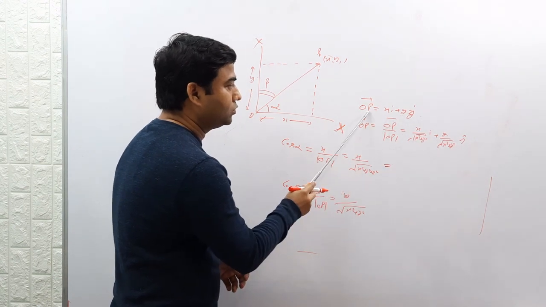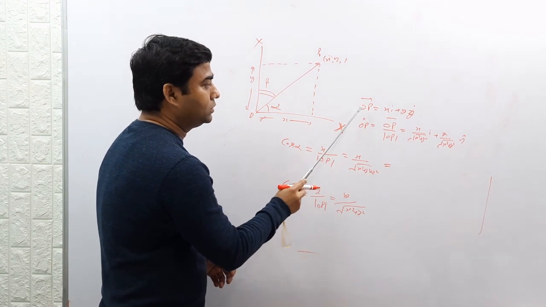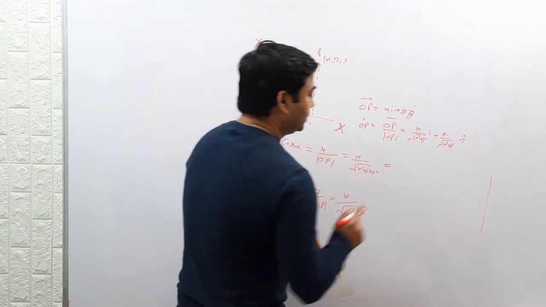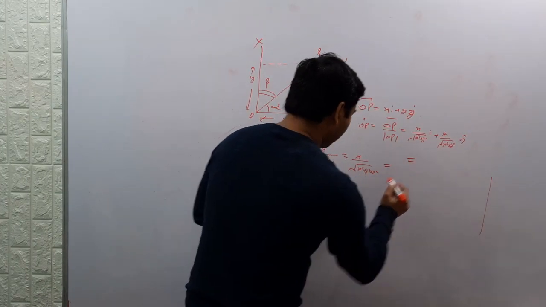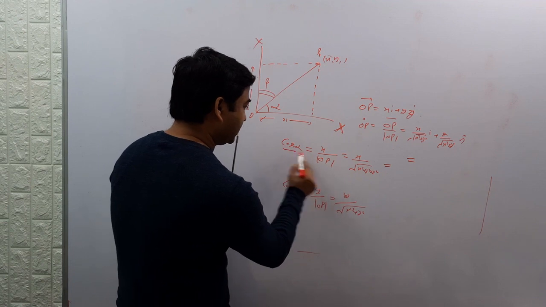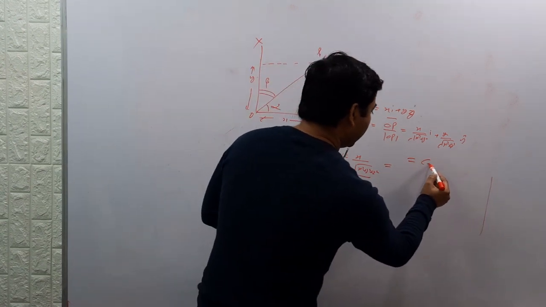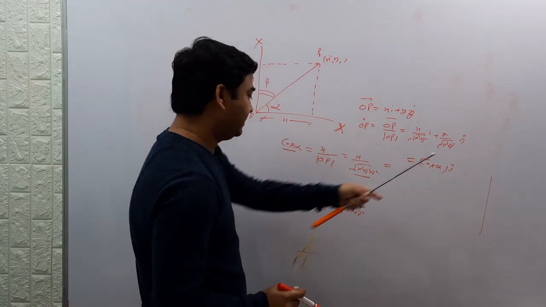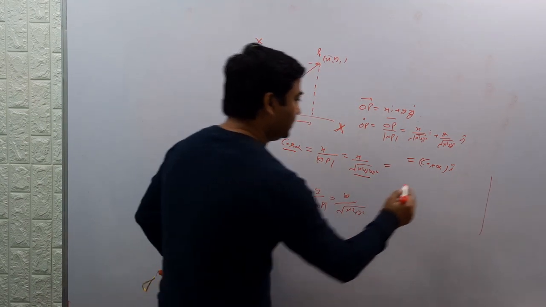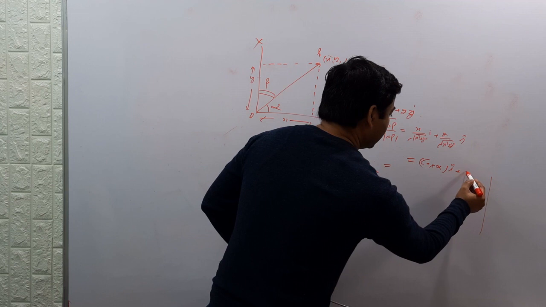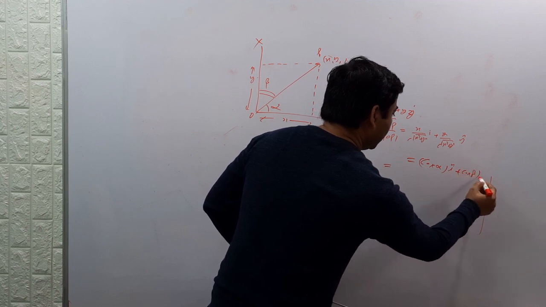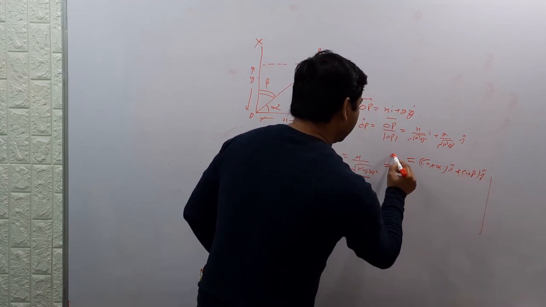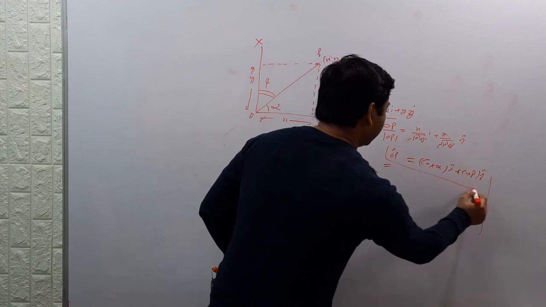So this vector will be OP, x divided by under root x square plus y square i plus y divided by under root x square plus y square j. Here x divided by under root x square plus y square is cos alpha, so you can write it like this, cos alpha into i. Similarly, y divided by under root x square plus y square is cos beta, plus cos beta j. So this is the unit vector in the OP direction.